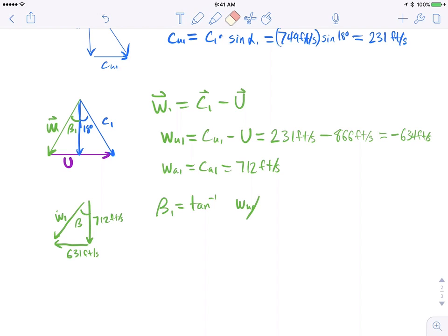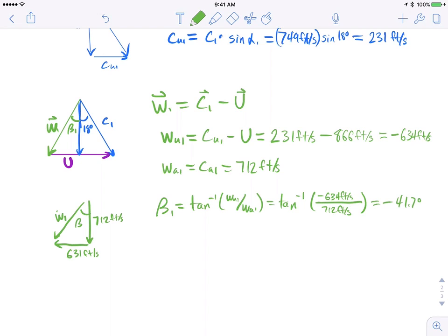So beta 1 is going to be the inverse tangent of WU1 over WA1. So inverse tangent of minus 634 feet per second over 712 feet per second. So we get a resulting flow angle here of minus 41.7 degrees.